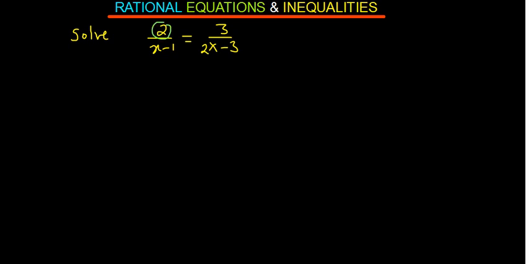So this 2 is going to multiply what is down here. So we're going to have 2 multiplied by 2x minus 3, and that is going to be equal to, get this 3 on top, multiply with what is down there, 3 multiplied by x minus 1. And this, you are going to have 4x minus 6, giving you 3x minus 3.